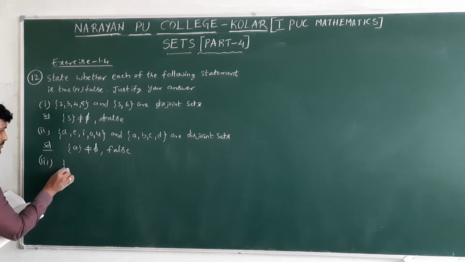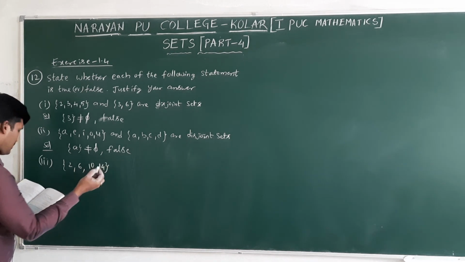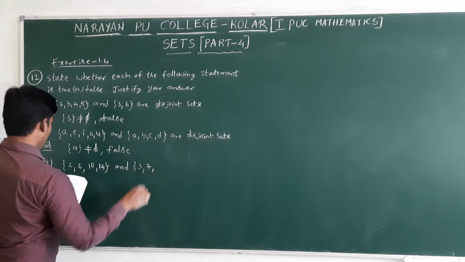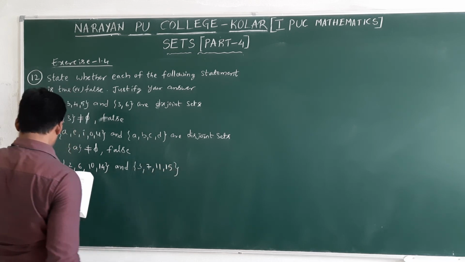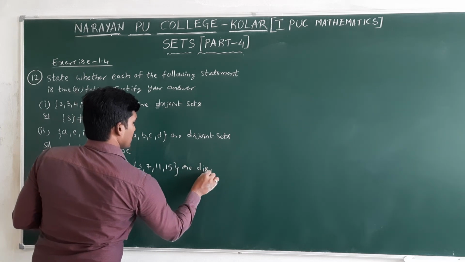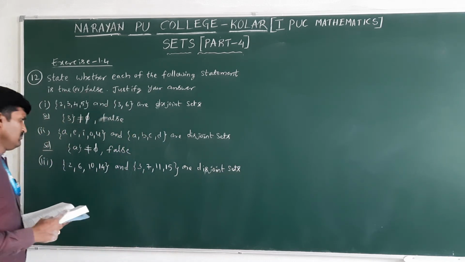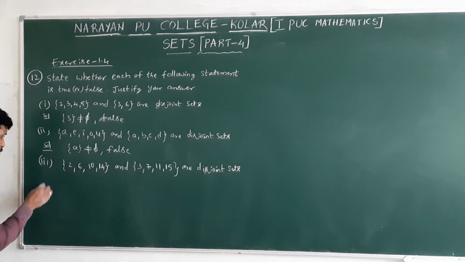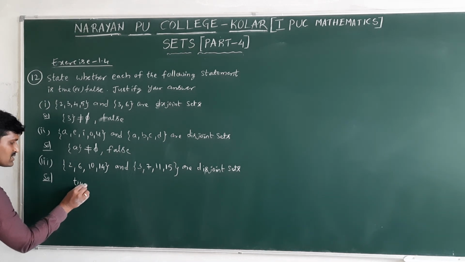Next, {2, 6, 10, 14} and {3, 7, 11, 15} are disjoint sets. Are there any common elements in these two sets? No. It is clearly true because the intersection will be phi only. That's why this is a true statement.